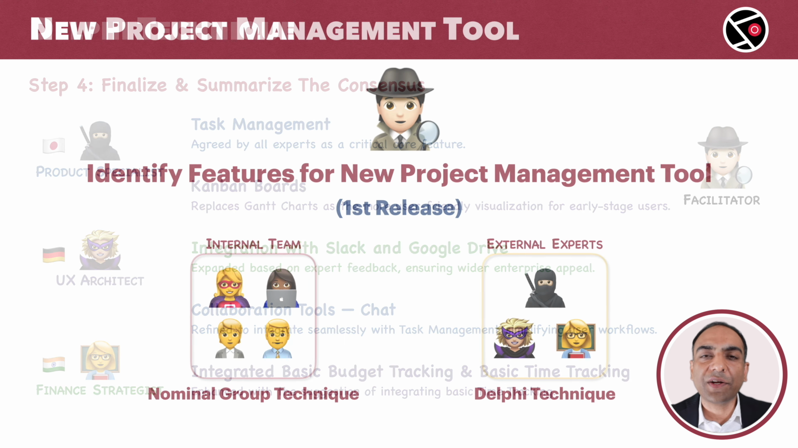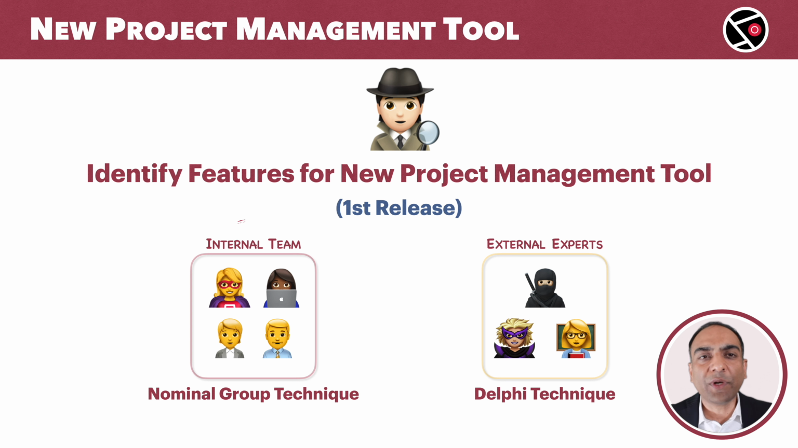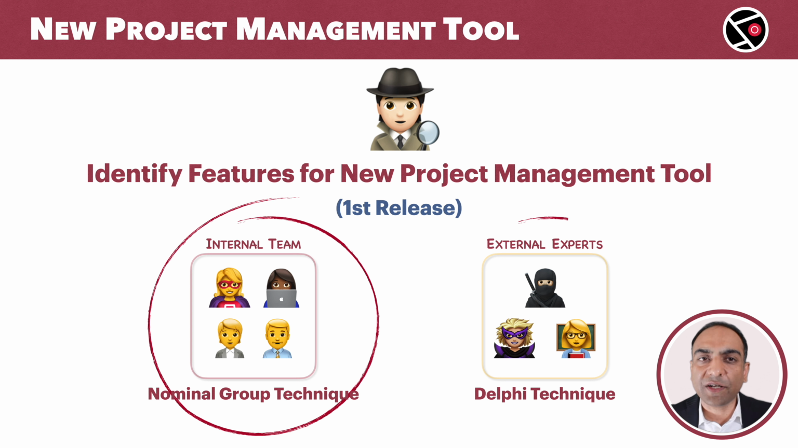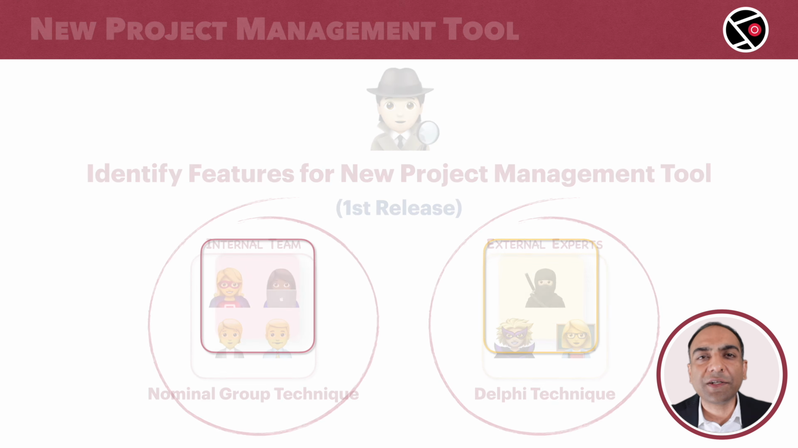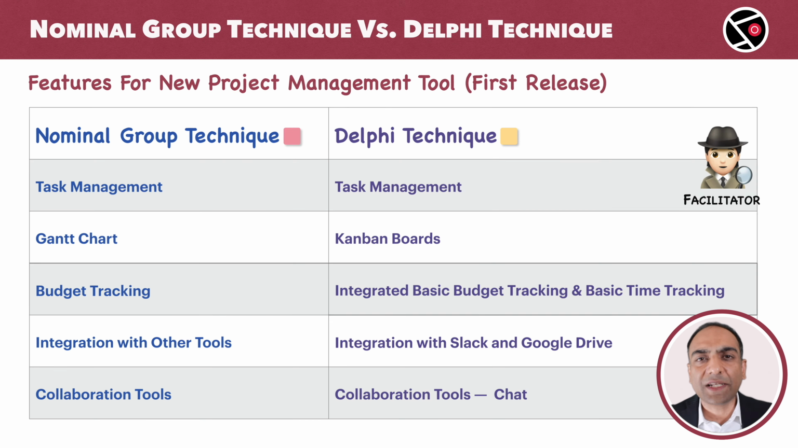We now have the results from both the nominal group technique and the Delphi technique. How similar or how different are these results? Let's have a look. Task management is common to both approaches. For the second feature, there is a disagreement. Delphi recommends Kanban instead of Gantt charts. For the next 3 features, Delphi technique has further elaborated on the suggestions from the nominal group technique.